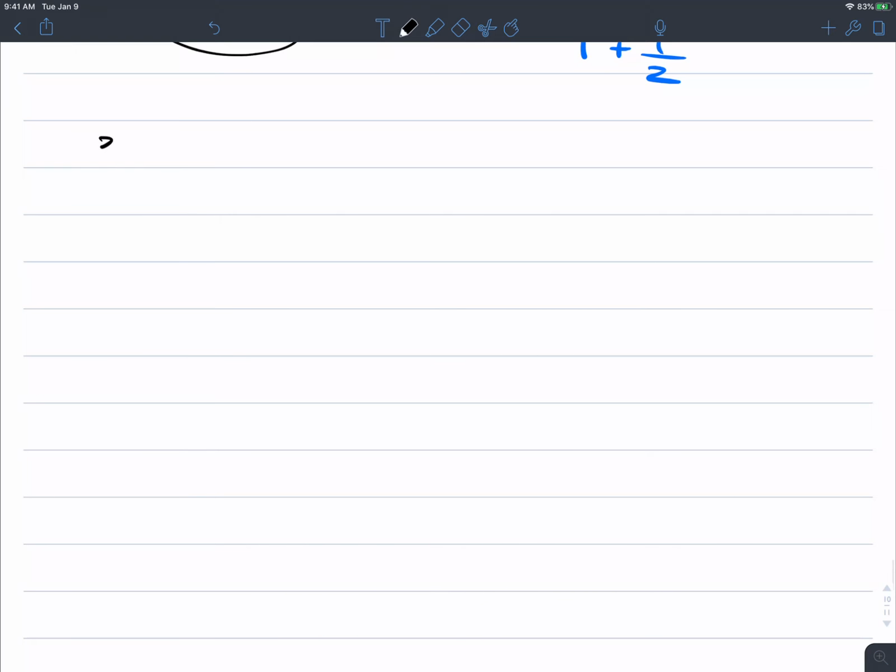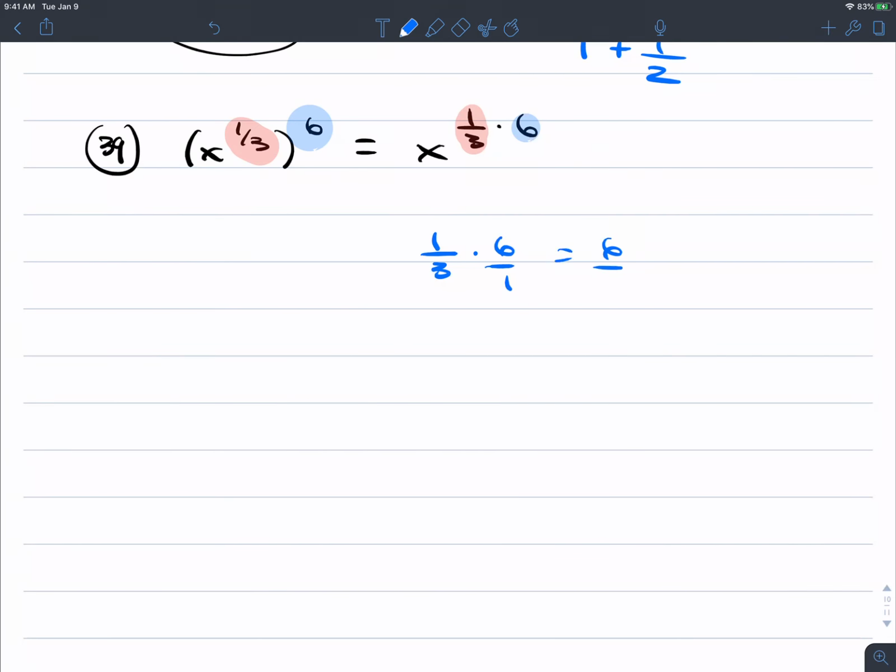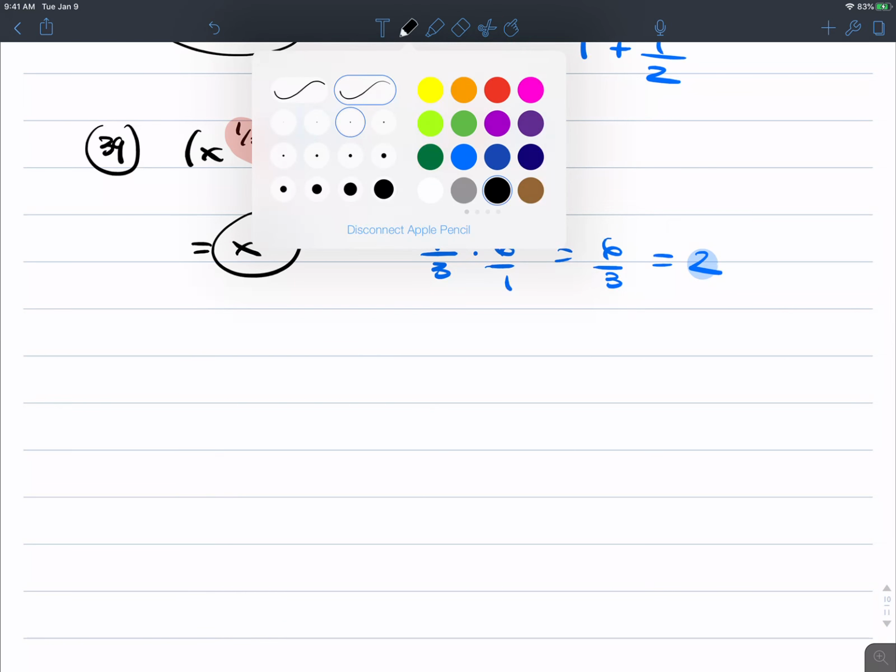All this arithmetic. Now the property is changed on you. You have x to the 1/3 raised to the 6, which is x to the 1/3 times 6. You're going to have to multiply. So 1/3 times 6 over 1 is 6/3, which is really 2. This is my new power. So we have x squared, just because 1/3 times 6 is 2. Now, can you write x squared as a radical? The answer is no, because it's not a fractional power. Okay, I mean, you could write it as 2 over 1, but okay, this is number 39.